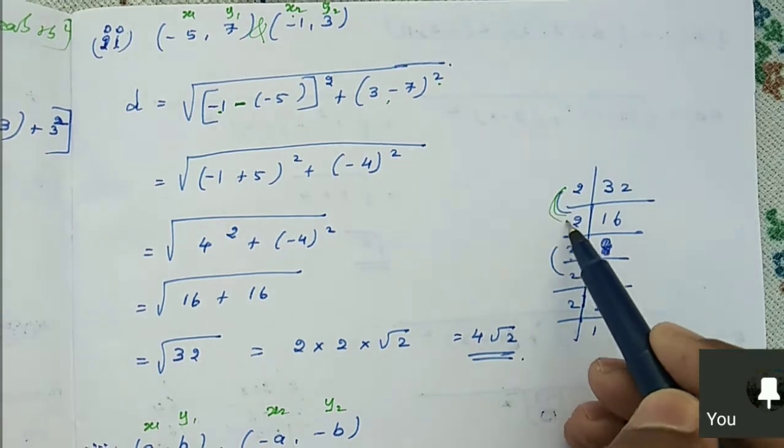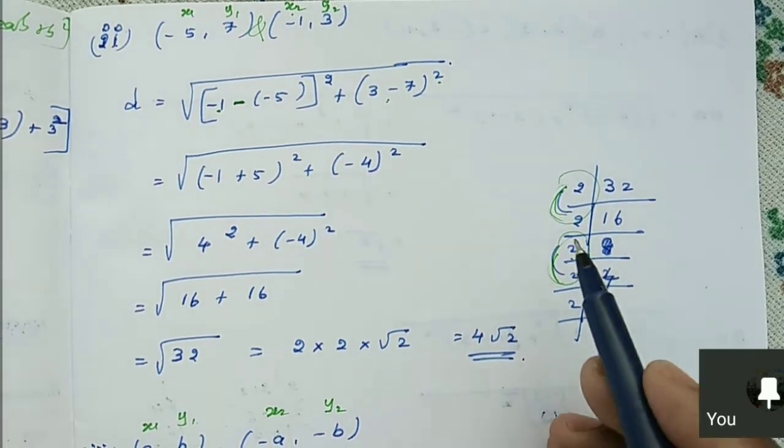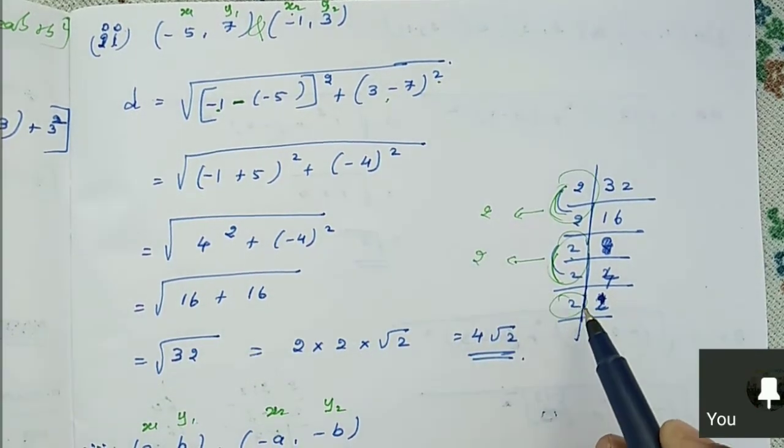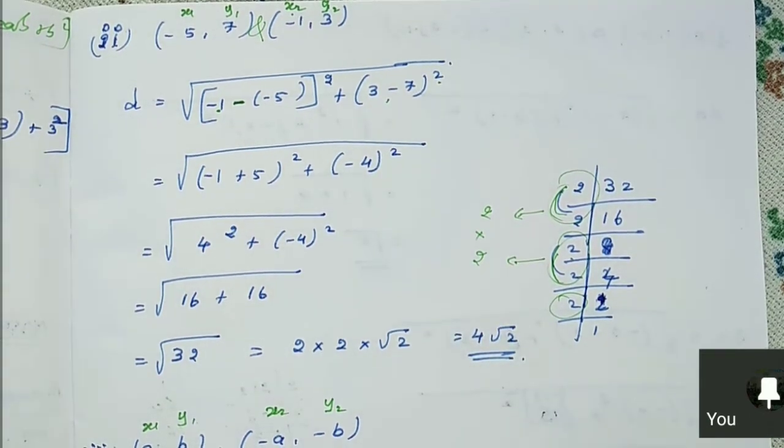So among these 2's, you just pair them, right? From this pair, you can get a 2. From this pair, you can get a 2. So the remaining 2 is under the root. So 2 into 2, 4, so 4 root 2. Are you all clear?